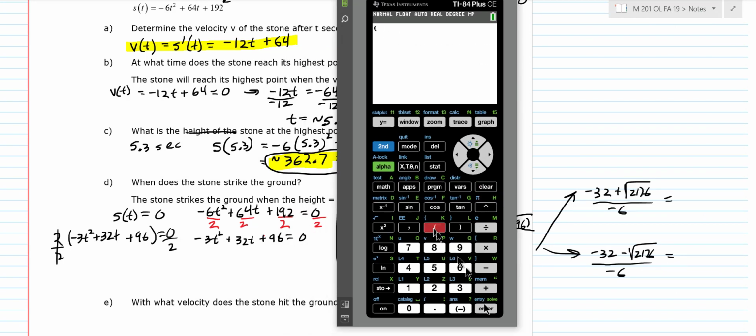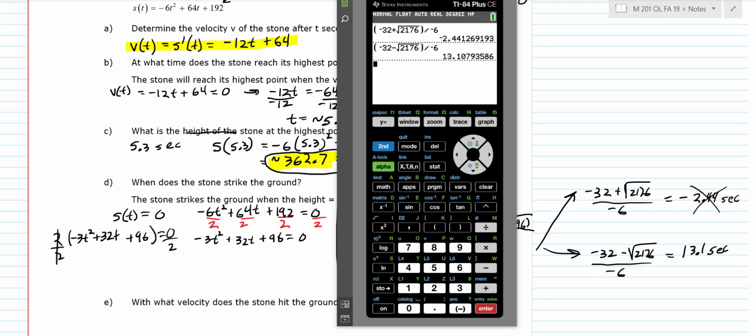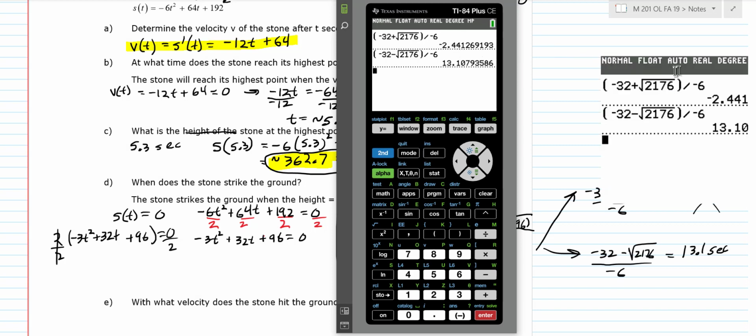Okay, so just put it in your calculator like this. In parentheses, negative 32 plus the square root of 2176, close parentheses, divide by -6. So that will be negative 2.44 seconds. That's nonsense. Time can't be negative, right? And then we go negative 32 minus the square root of 2176, close parentheses, and then divide by -6. A much more sensible answer, I think. So that's about 13.1 seconds. So that should be the solution to that problem. That's how I did that on the calculator.